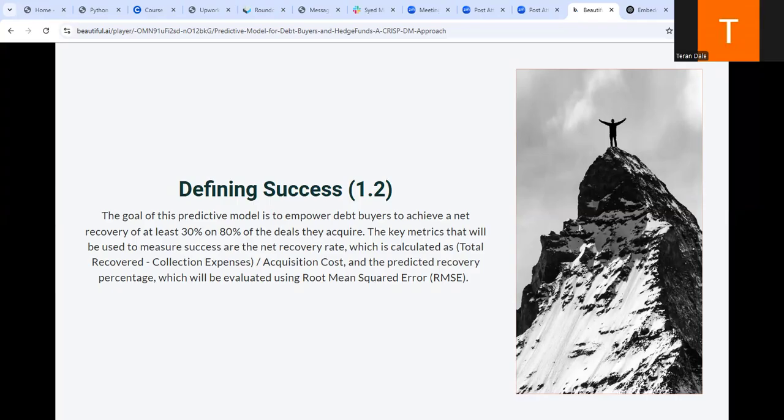Now, the output metric. From a technical perspective, the model's predicted recovery percentage should align closely with the actual recovery rate. This is where my choice would be: I would measure this using RMSE, root mean squared error, and calibrate the predictions to ensure they are both accurate and reliable. So look at 1.3.